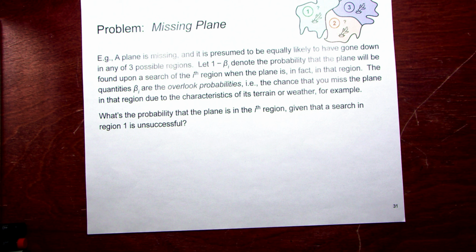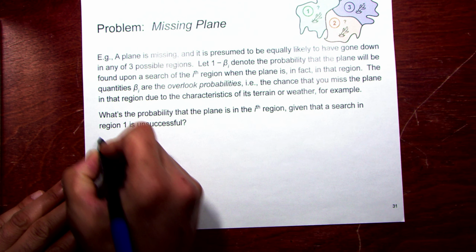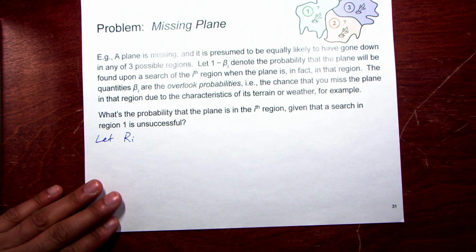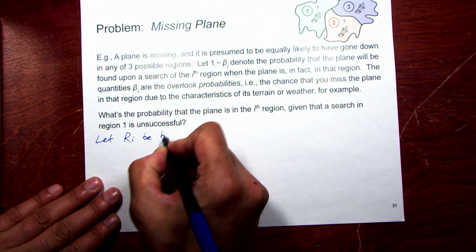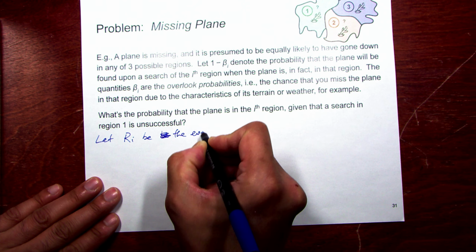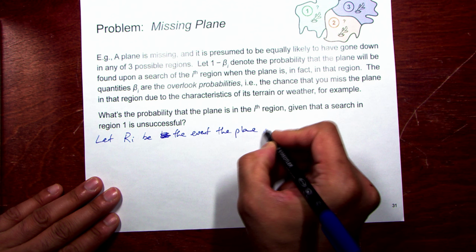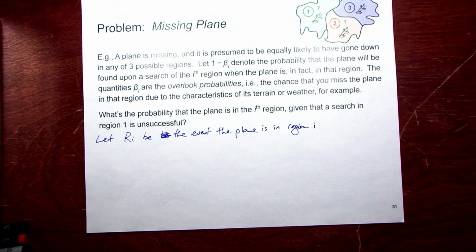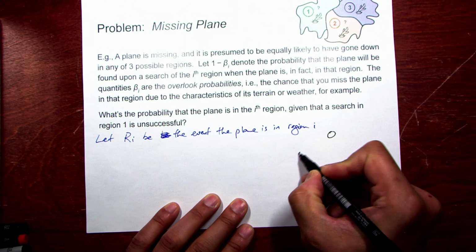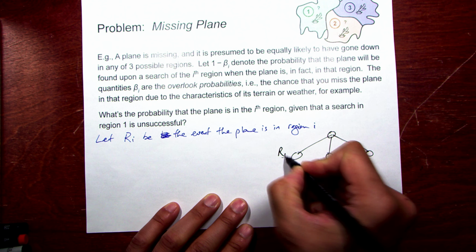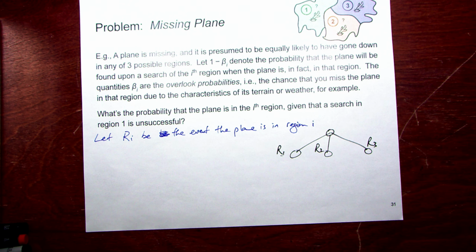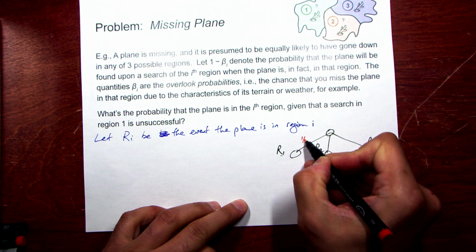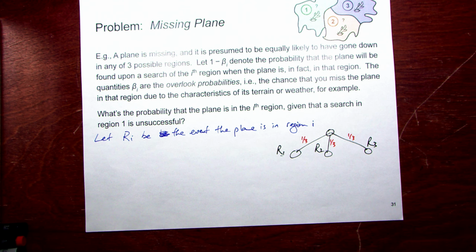So let's do our usual thing and write out some events to get started here. First of all, let Ri be the event that the plane went down in region i. That's the first thing that happens in this experiment, right? It's either R1, R2, or R3, and it's all equally likely, yeah? So this is 1/3, 1/3, 1/3.